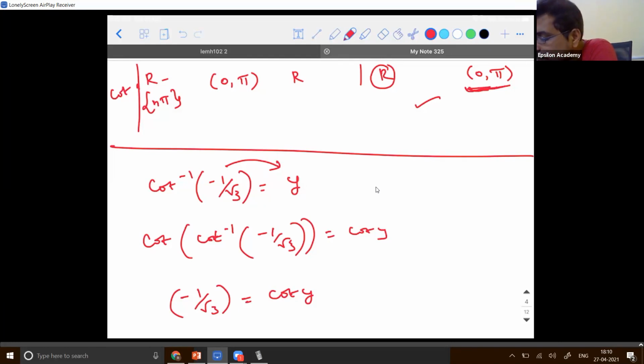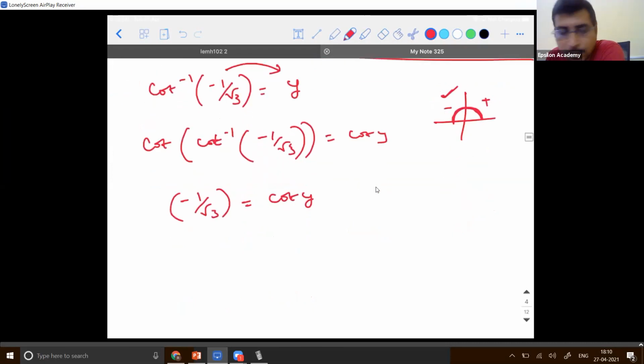Okay, let's think like this logically. In the first quadrant cot is positive, in the second quadrant cot is negative. So when I say 0 to pi, the angle should be restricted between the first quadrant and second quadrant. So cot y is equal to minus 1 by root 3 means cot is generating a negative value. So my angle will definitely be between pi by 2 to pi.